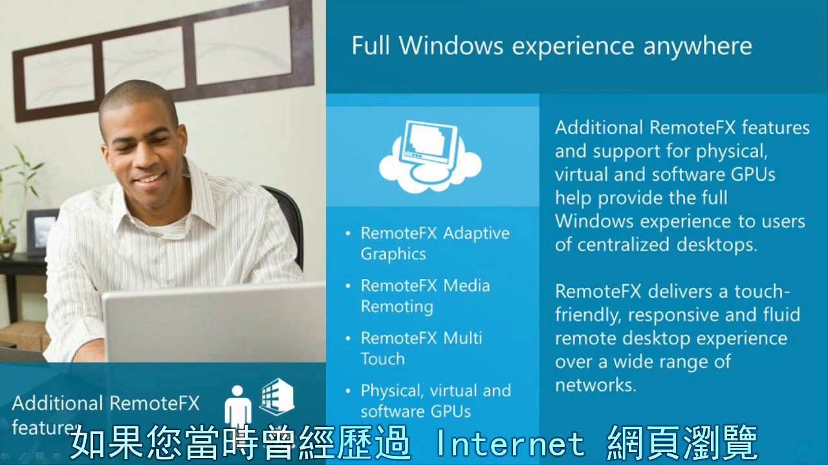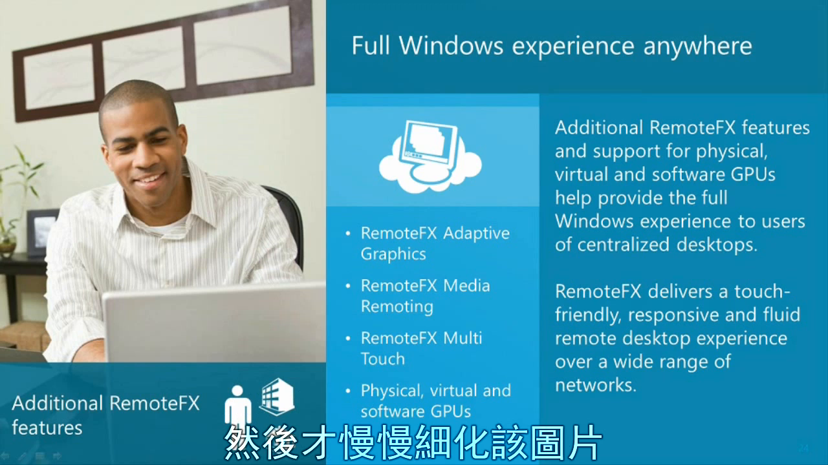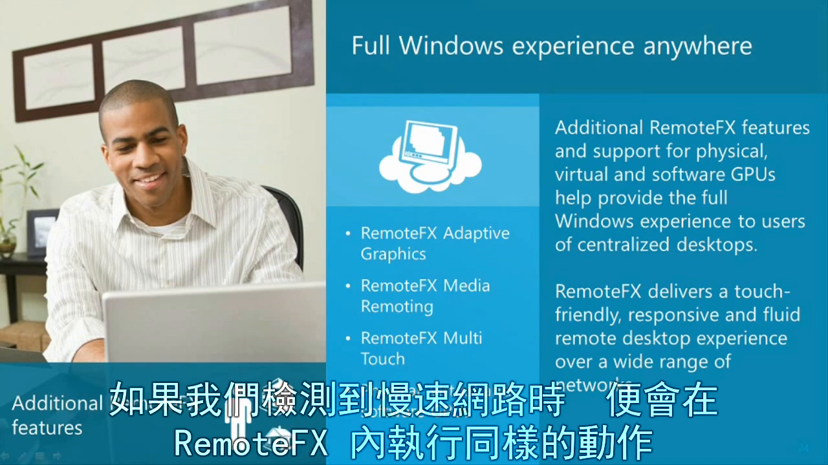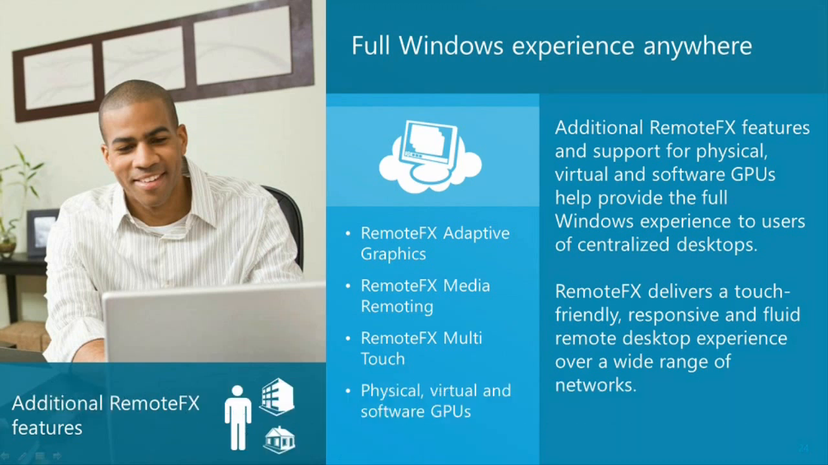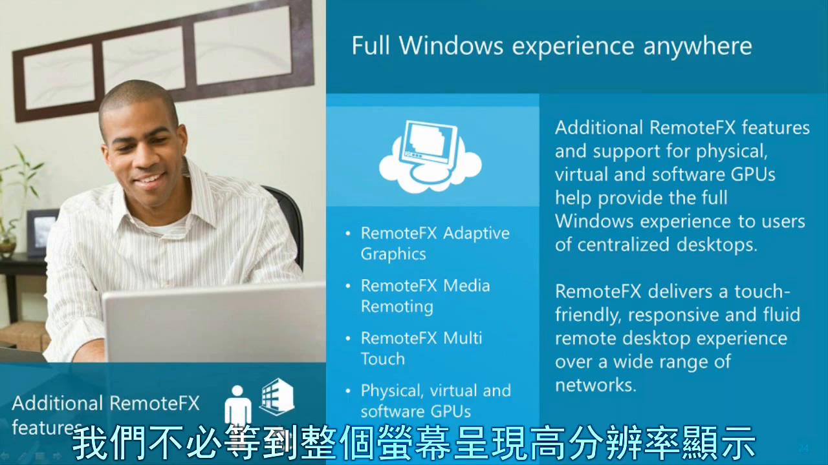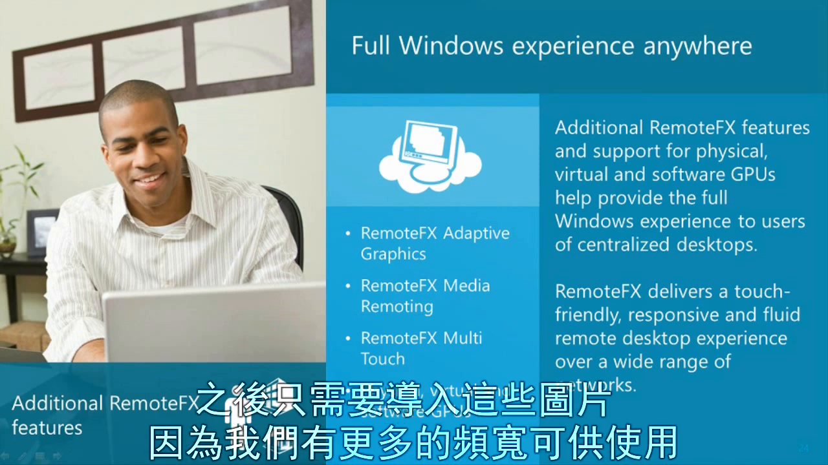If you ever surfed the internet on a dial-up connection, you remember as you loaded websites, first you'd get a heavily pixelated image of a picture, and then it would slowly refine that picture. If we detect a slow link, we do the same thing now within Remote FX. What that means is if you're surfing the web or working on documents within that remote session, we don't have to wait for the entire screen to be drawn in high resolution.